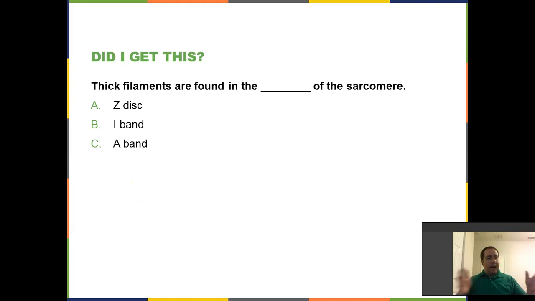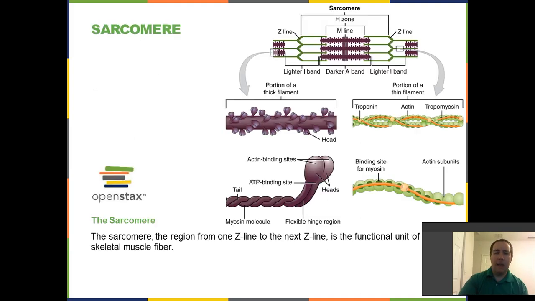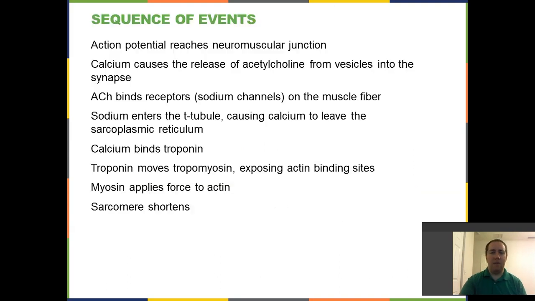So, looking back at our sarcomere, are the thick filaments found in the Z disc, the I band, or the A band? Yes. So the answer is C, the A band. So the A band is where there is a thick filament. That is the definition of the A band, where there is a thick filament. Part of that A band is also known as the H zone, if you have only the thick filament. But the A band is wherever we have a thick filament.